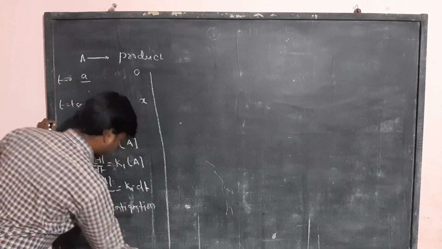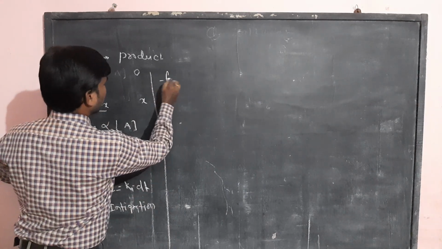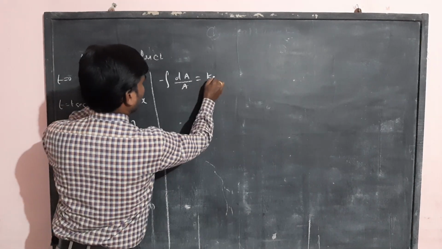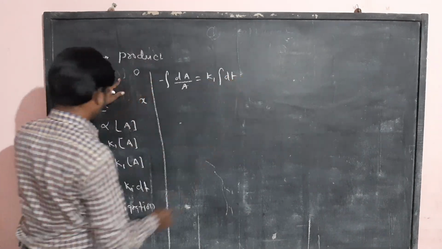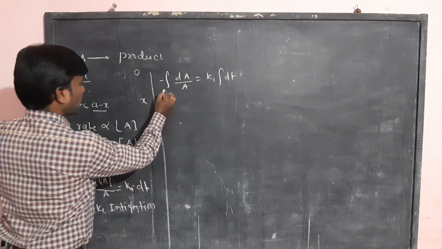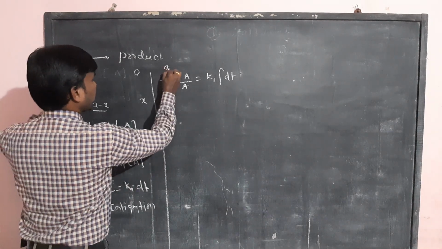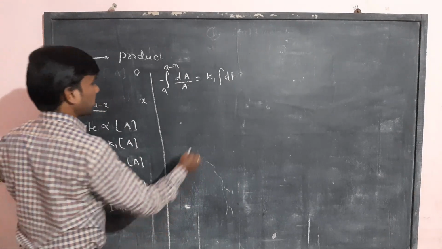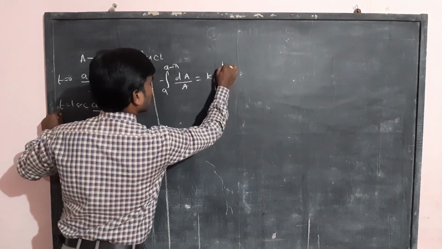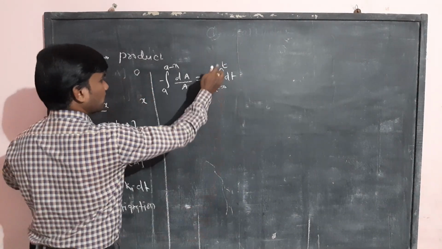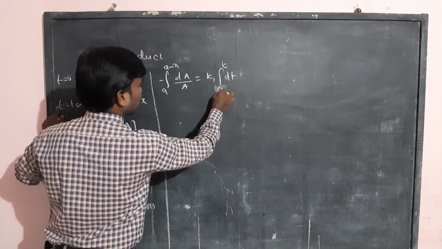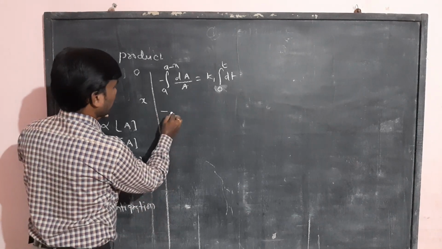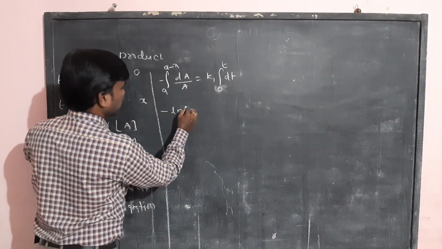Then integration of dA by A is equal to K1 into integration of dt. What I told you just now, take two limits. We are going to integrate this in between two limits, that is initial concentration and final concentration. The time interval is t is equal to 0 to t is equal to t. So time intervals are 0 to t, and concentration is initial concentration and final concentration. Now dA by A integrates to ln A.